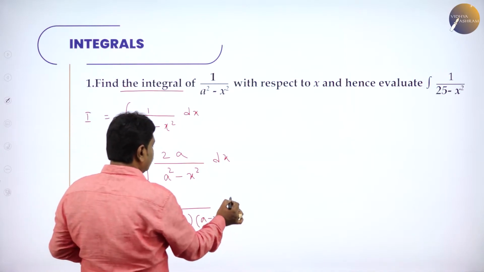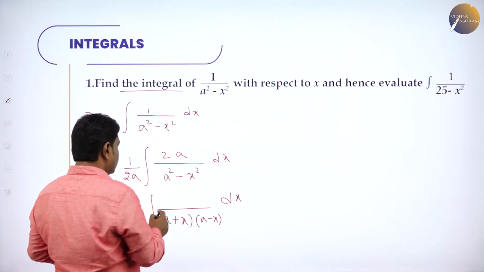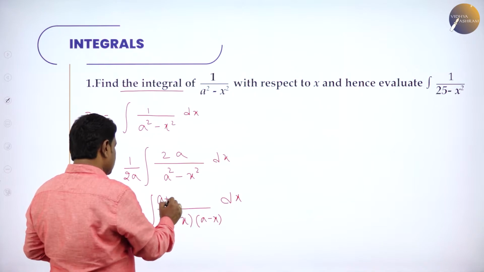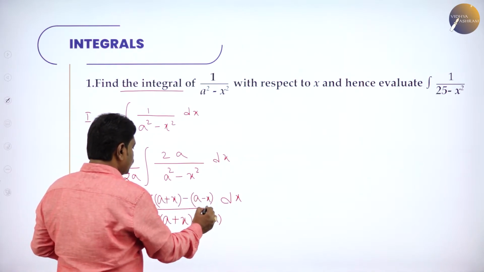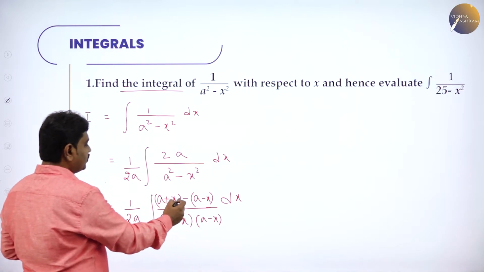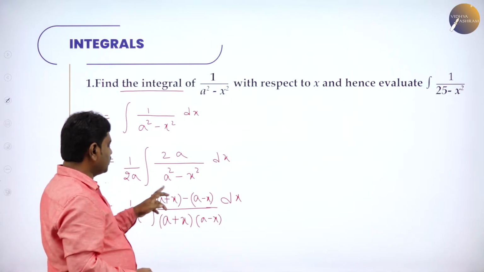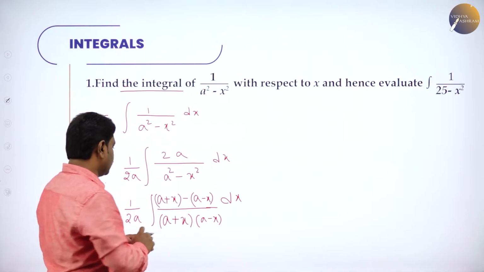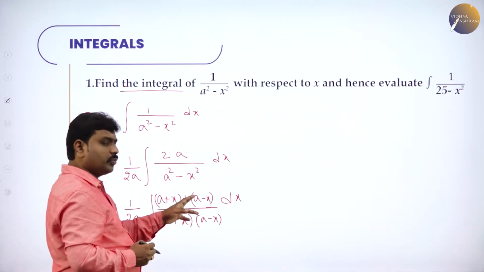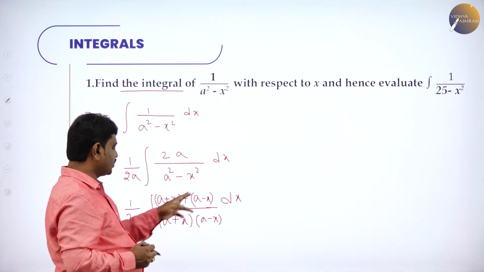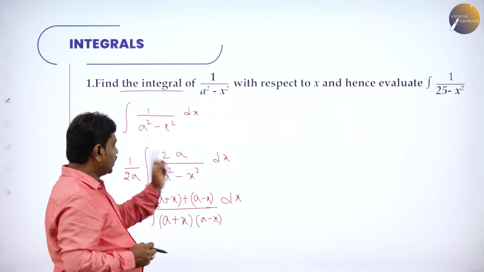And in the numerator, we have 2a. 2a, can I write it as a plus x plus a minus x? If you open the brackets, a plus a becomes 2a, plus x minus x cancels. 2a, I wrote like this.